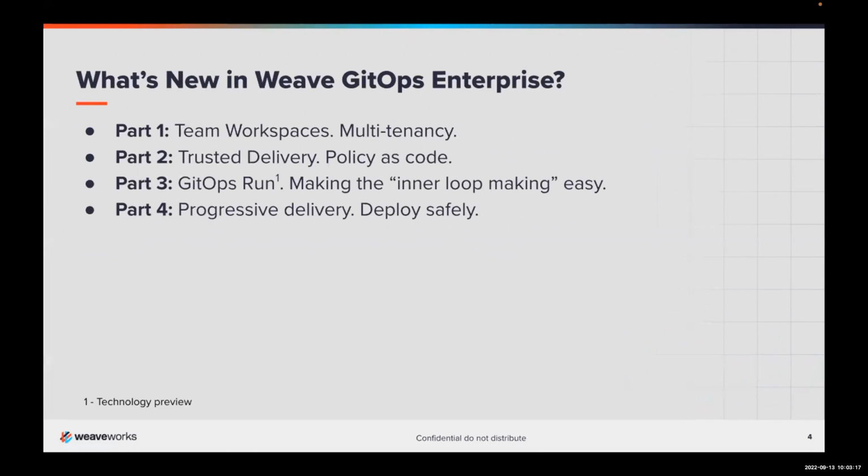So what's new in this release? We have team workspaces or multi-tenancy. We have exciting news around trusted delivery, policy as code. And we have a sneak peek, a technology preview of GitOps Run. This should be GA shortly after this event. And then finally, progressive delivery.